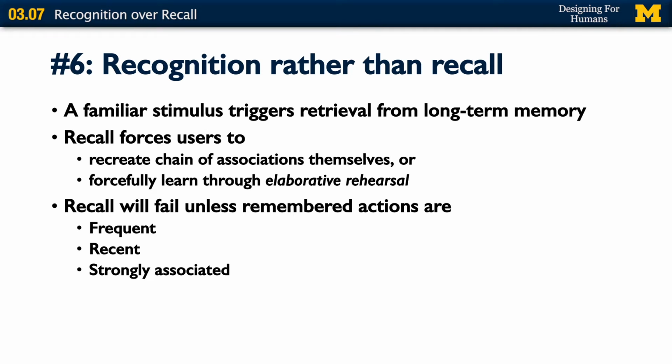Why is this important? Well, as we've discussed in earlier lectures, a familiar stimulus triggers retrieval from long-term memory. So if the user recognizes something on the screen, it will be easier for them to remember that that's the action or the option that they need to take, rather than having to recall it from long-term memory. Because if they have to recall it, it will force them to recreate the chain of associations themselves rather than having it provided to them, or it will force them to have to learn through elaborative rehearsal what the commands and operations are that they need to perform.